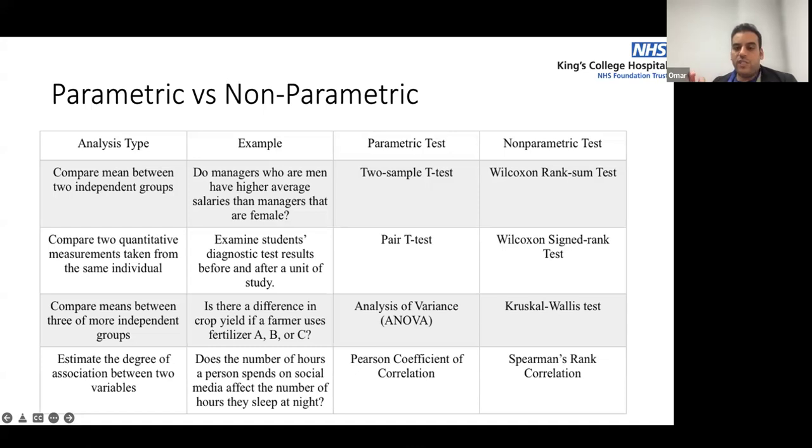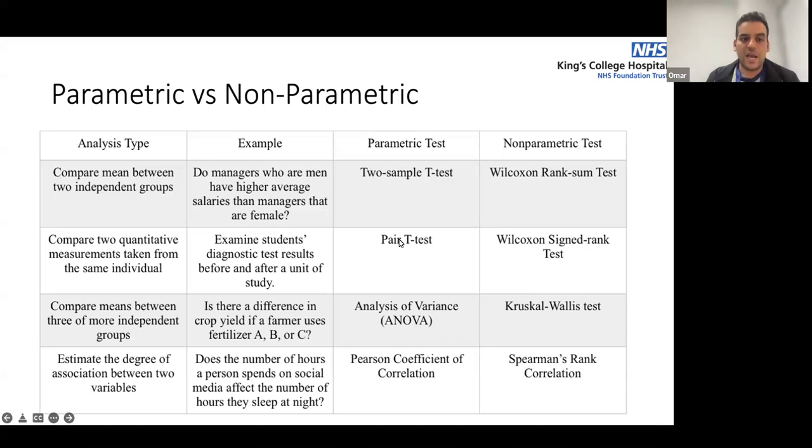A two sample t-test and a paired t-test are important for you to know, because those are quite common questions that people may ask you. Essentially, in a t-test you are comparing the mean between two independent groups. As an example, do managers who are men have higher average salaries than managers who are female? Your first group is men's salaries, your second group is female salaries. You're going to compare the mean of both of those. If you plotted those two data sets, it would be normally distributed data.